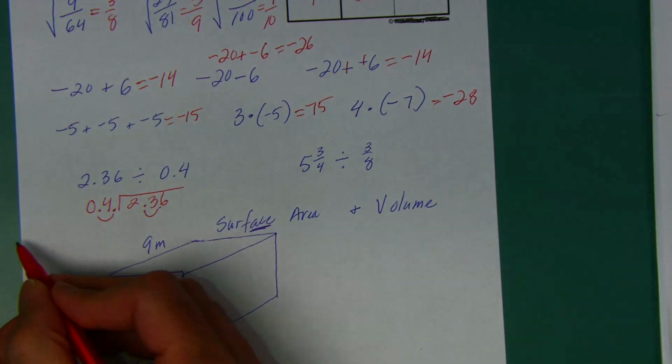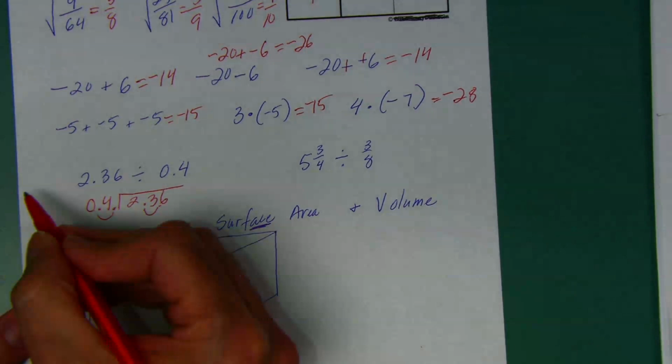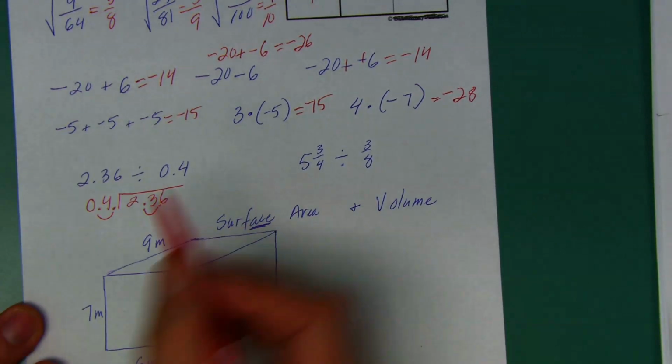We got to move it over 1 spot, right? If I moved it over 2 spots outside, I move it over 2 spots inside. If I moved it over 5 spots outside, I got to move it over 5 spots inside.